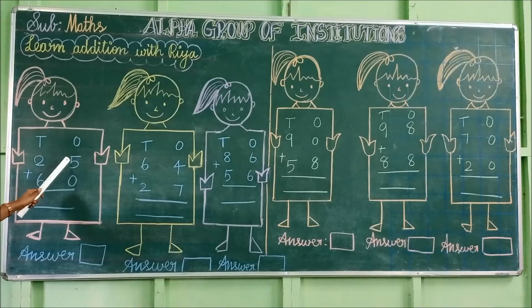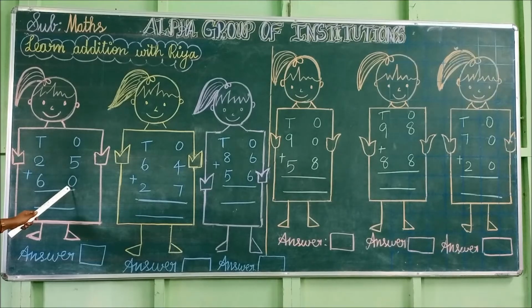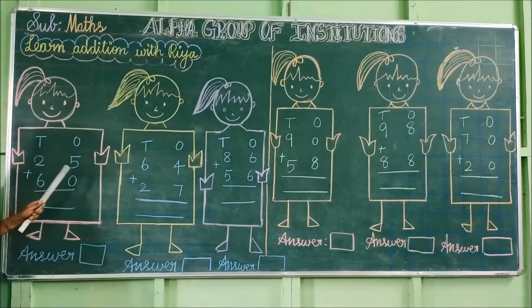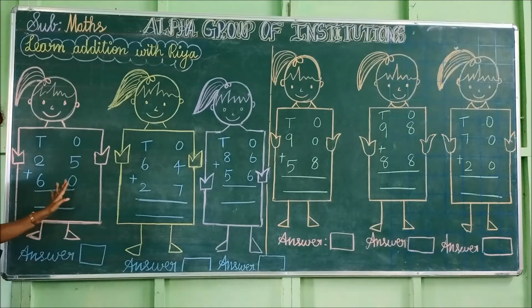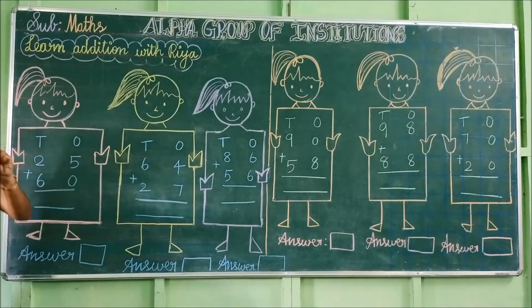What are the numbers we are seeing in the ones place? There are two numbers, 5 and 0. Now we are going to add 5 and 0. First we take 5 in the mind, then take 0 in the fingers. The first number we keep in the mind and the second number we keep in our fingers. So 5 in the mind and 0 in the fingers.